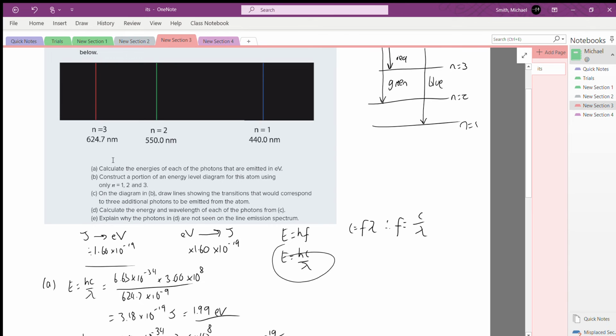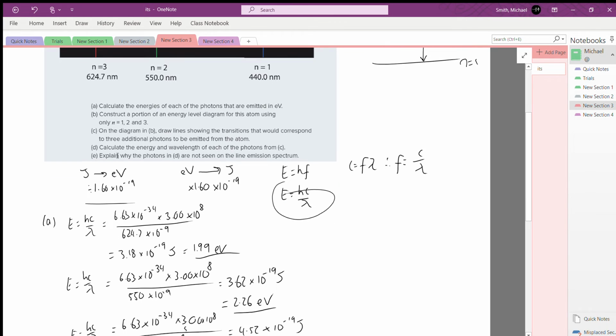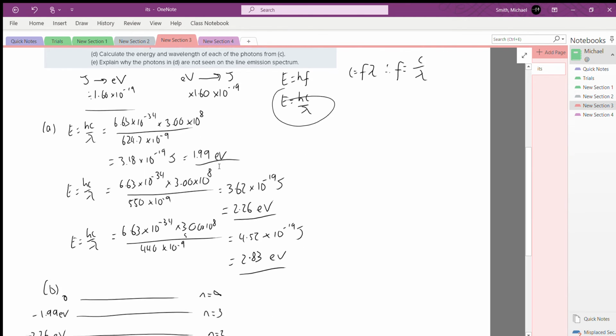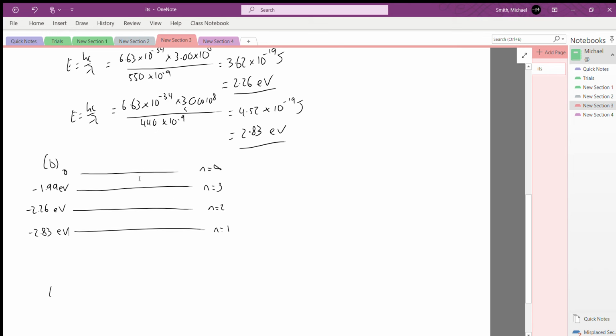That wasn't so bad. Now in part C we need to show some transitions that correspond to 3 additional photons that would be emitted from the atom if we have this set up here.